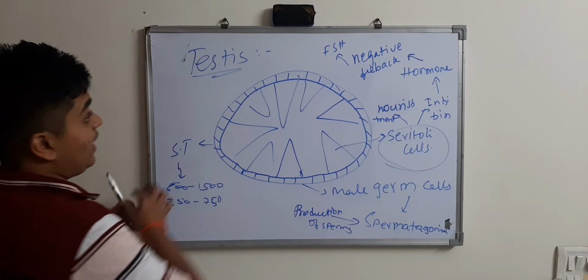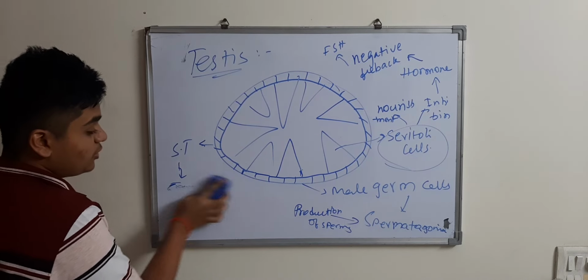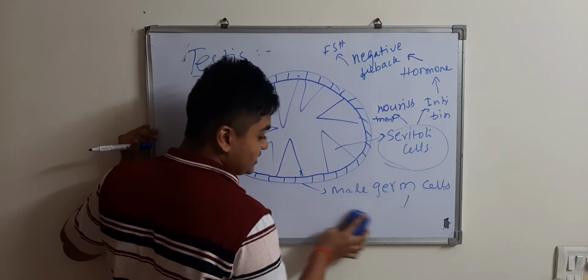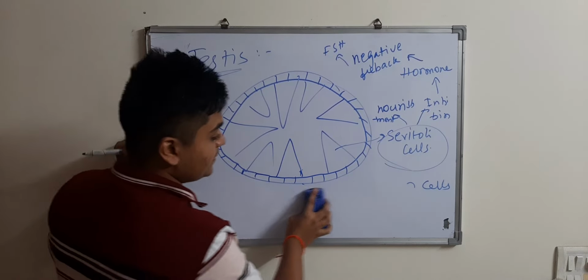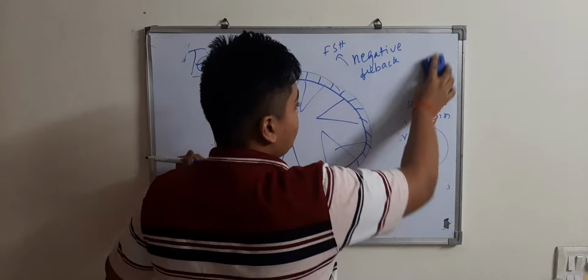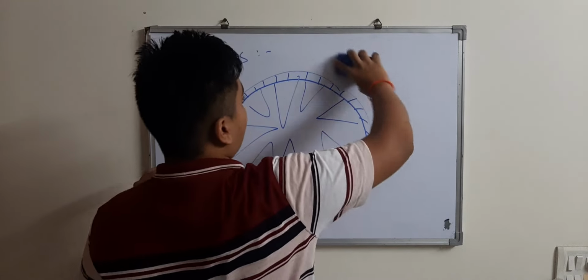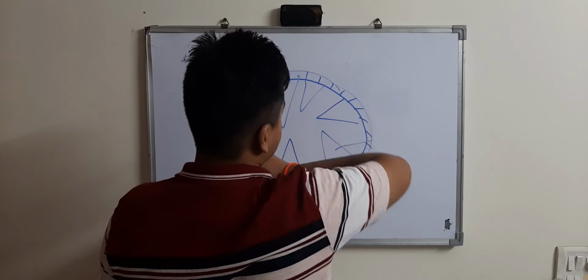Now we have another type of cells which are not located in the seminiferous tubule, but they are located in the testis outside the seminiferous tubule. Those cells are called Leydig cells or interstitial cells.